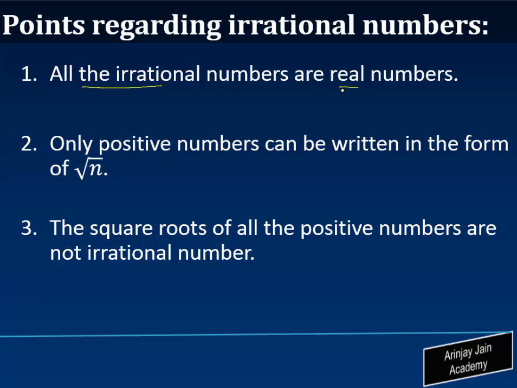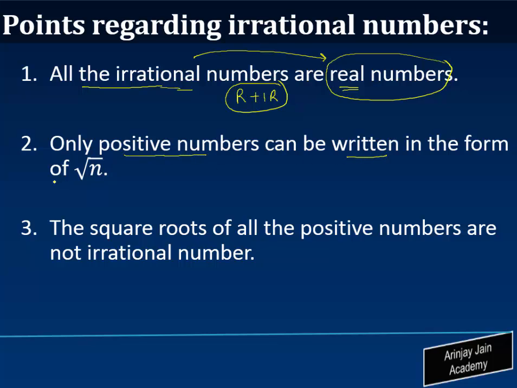irrational numbers are real numbers. Now, what does this mean? Basically, the set of real numbers is the set of rational plus irrational numbers, and therefore irrational numbers are also real numbers. They are not fictitious. Only positive numbers can be written in the form of root n.